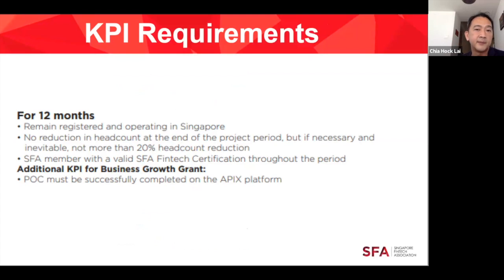So what are the KPI requirements? I mean, there's no free lunch, but at least there's a lunch here. Obviously, the important objective is to retain jobs. So you must remain registered and operating in Singapore for the next 12 months from grant issuance date. Secondly, headcount cannot be reduced by more than 20%, and you must retain a valid SFA FinTech certification throughout the period. And for the business growth grant, your POC must be successfully completed on the APIX platform. So it is a reimbursement basis for the business growth grant. Next slide.